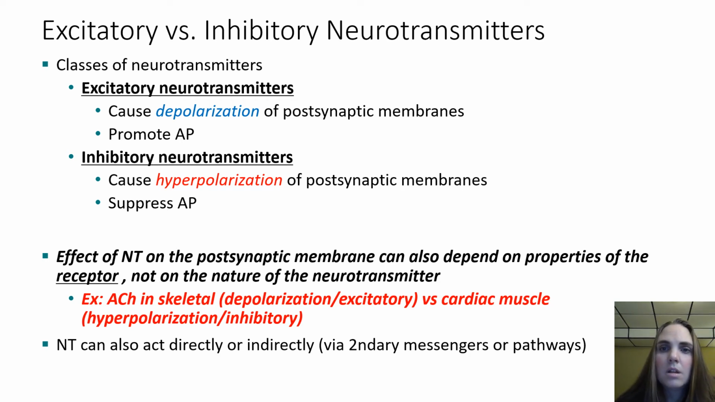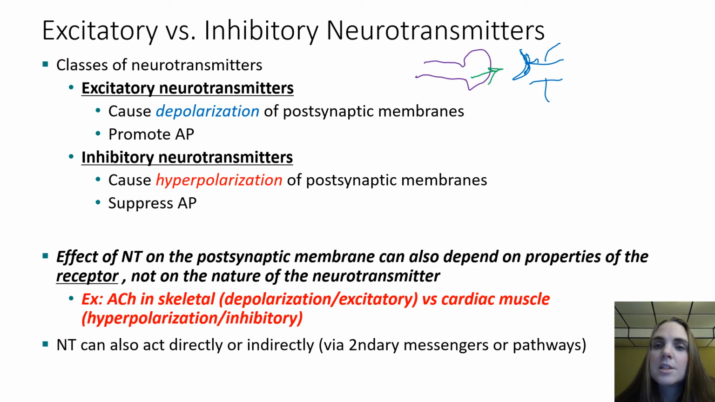So, let me draw my little drawing again. If the neurotransmitter released by this presynaptic cell binds and causes an influx of sodium, that would cause a depolarization of this membrane, which could generate an action potential. So that's why it's called excitatory. We're getting close to generating an action potential. We're working towards that. Whereas we can also have inhibitory neurotransmitters.